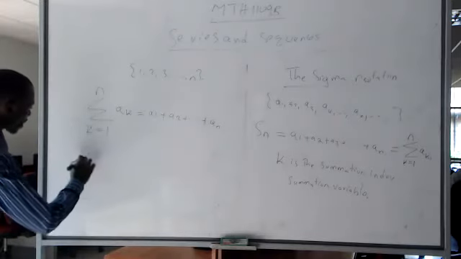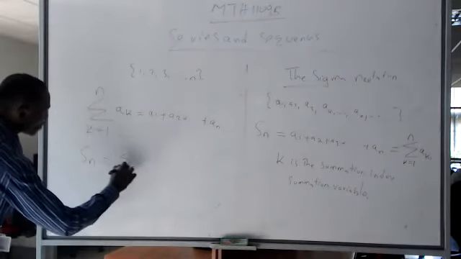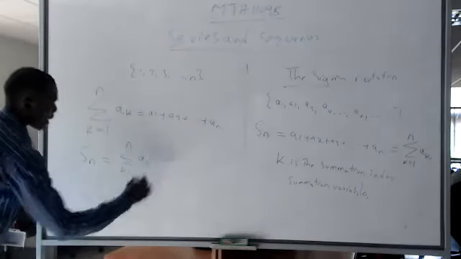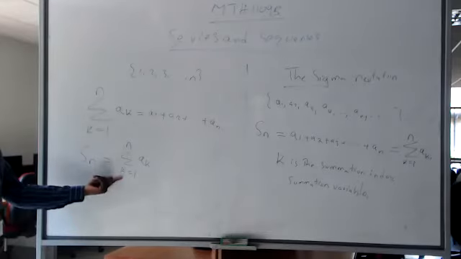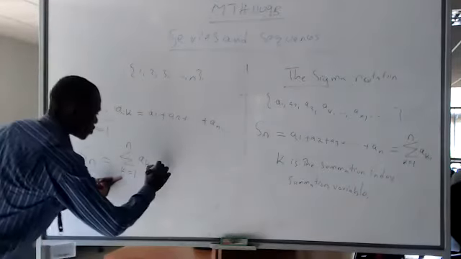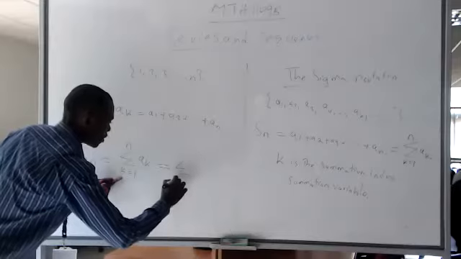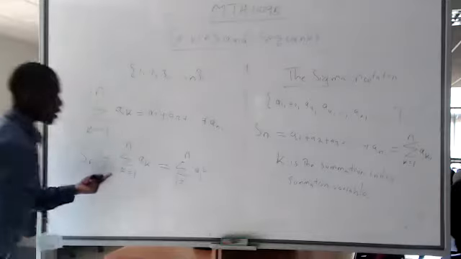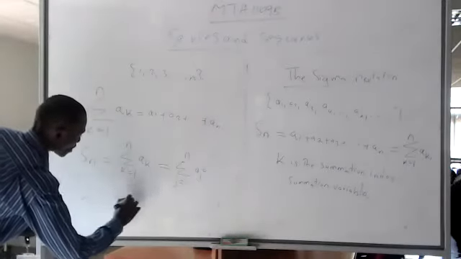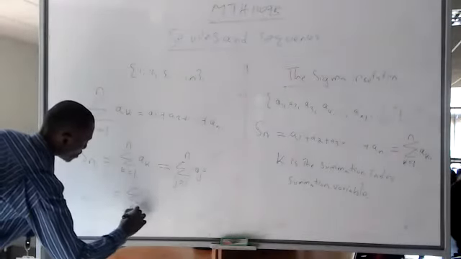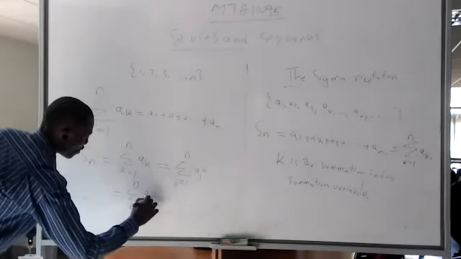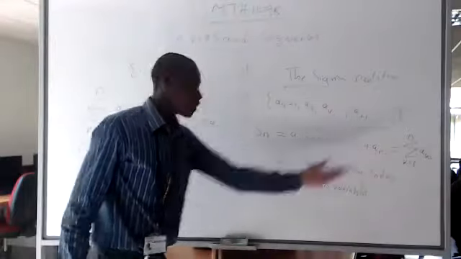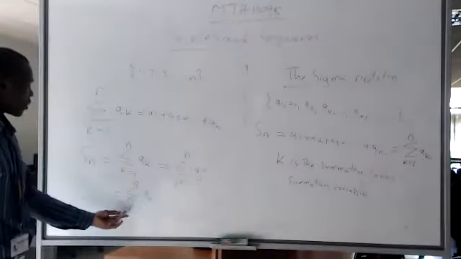So in general, we can write Sn as summation from k is 1 to n of ak. And this summation index can be anything. You could use anything that you want. So you could also write this as summation from, let's say, j is 1 to n of aj. Or you could write it as summation from p is 1 to n of ap. It's just a dummy variable. There's nothing special about k that I've used here. Nothing special about j, nothing special about p.